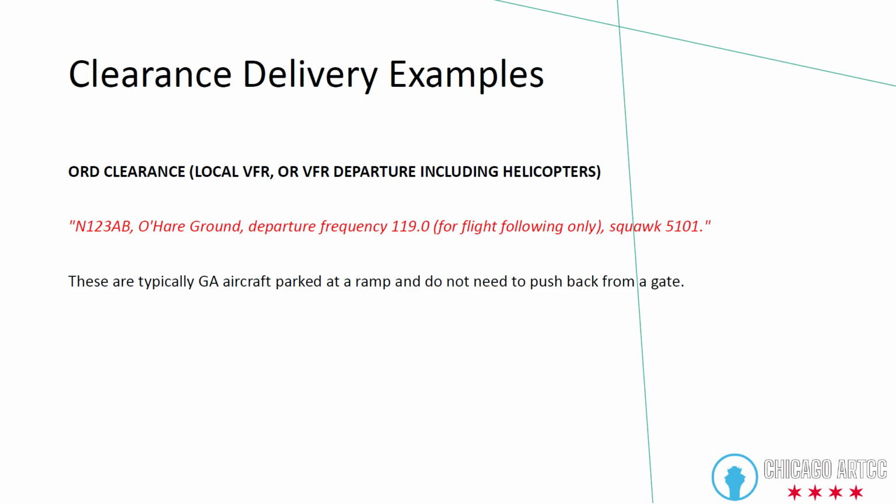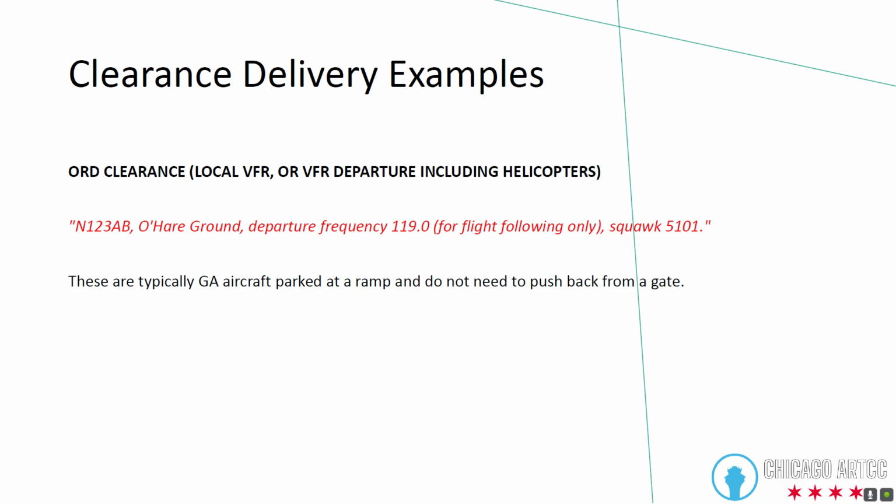O'Hare clearance for local VFR or VFR departure, including helicopters: November 123 Alpha Bravo, O'Hare ground, departure frequency 119.0, squawk 5101. Again, just go ahead for now and give the beacon code that's in the CRC flight plan. Departure frequency is only required for flight following.